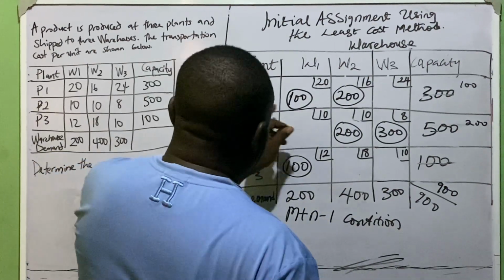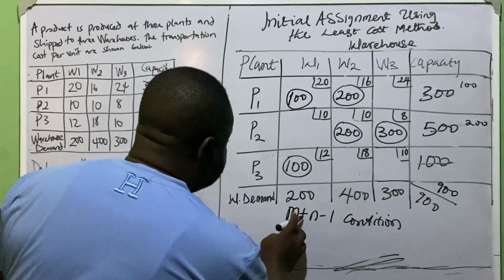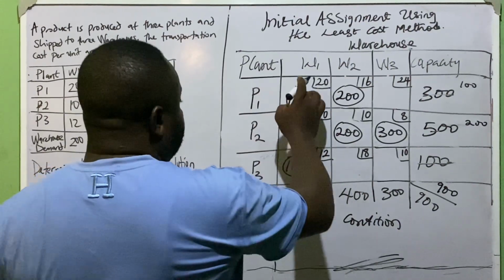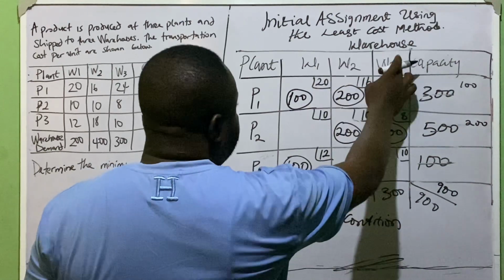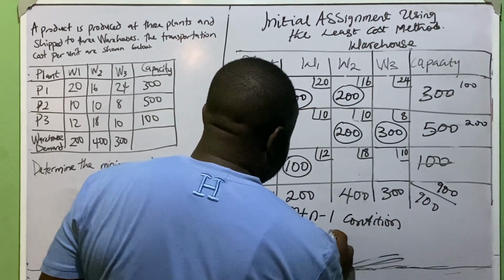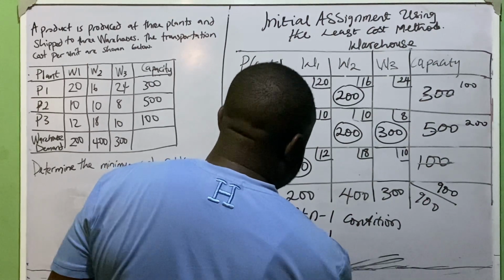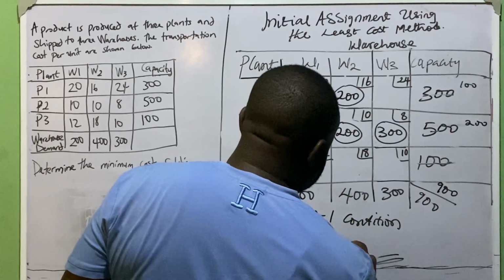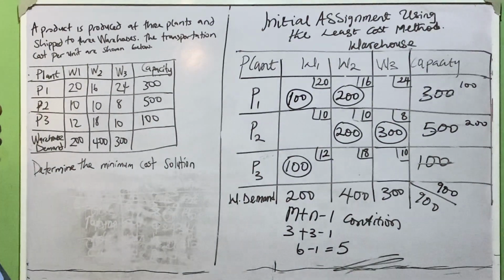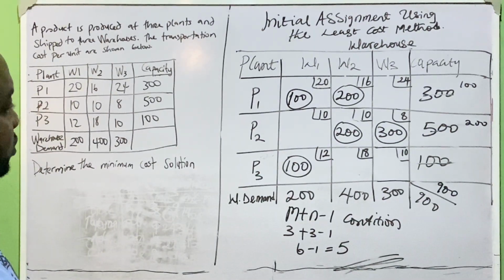So we have our number of rows 3. M stands for number of rows. We have 1, 2, 3, and n for columns, which is 1, 2, 3, plus 3 minus 1, which is 6 minus 1, which is equal to 5. This simply means that we shouldn't have more than 5 occupied cells. If you have more than 5 or less than 5, it simply means that there is a problem somewhere that will need to be resolved. But in our own situation, it is not degenerate, and this is the end of the assignment.